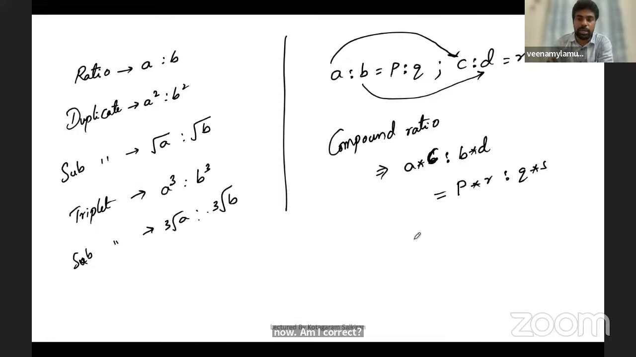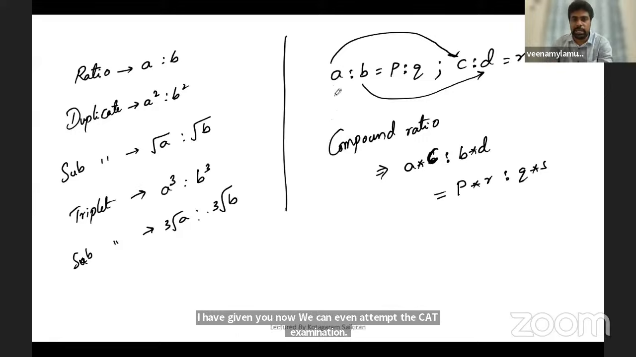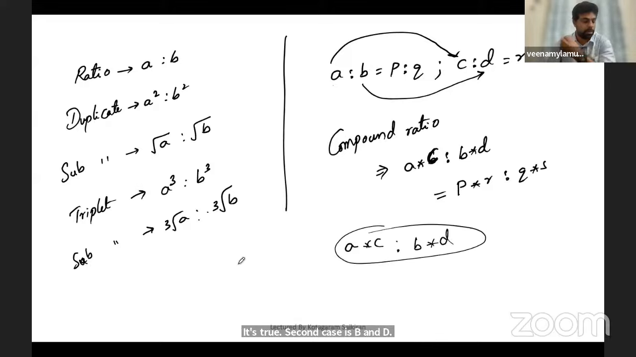Okay, this is all about ratios. Now coming to proportion. Are you all okay with the ratios, class? I have given the knowledge. With this knowledge, whatever I have given you now, you can even attempt the CAT examination. Compound ratio is nothing but multiplying these first terms: A is the first one, the next one is C, no? Second terms, B and D. Okay, this is nothing but compound ratio.